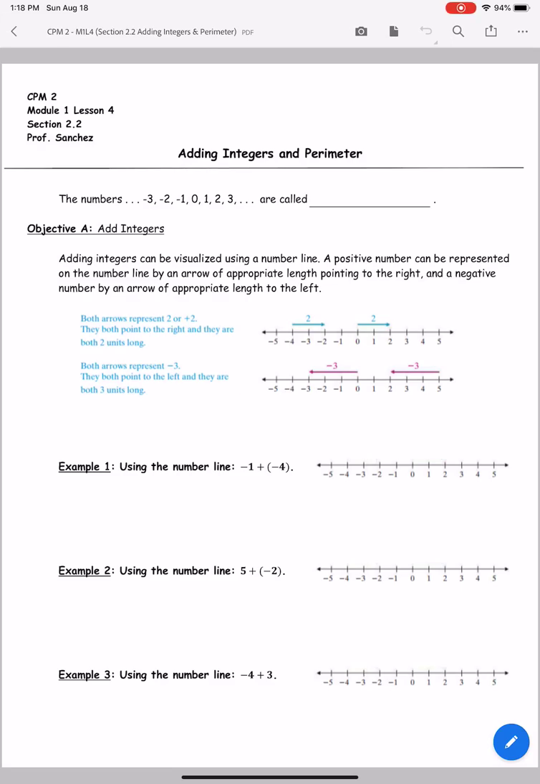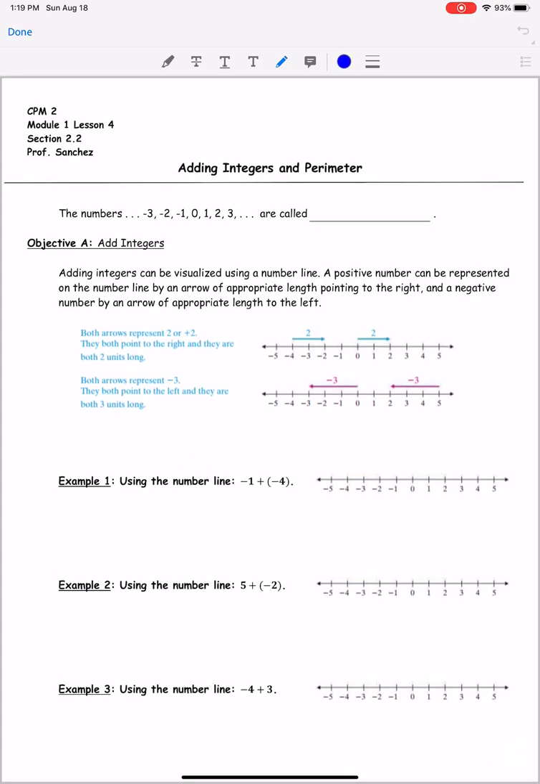Hey guys, this is CPM 2, Module 1, Lesson 4, and this is over Section 2.2, which is adding integers, and then also perimeter. So, the first definition is integers.